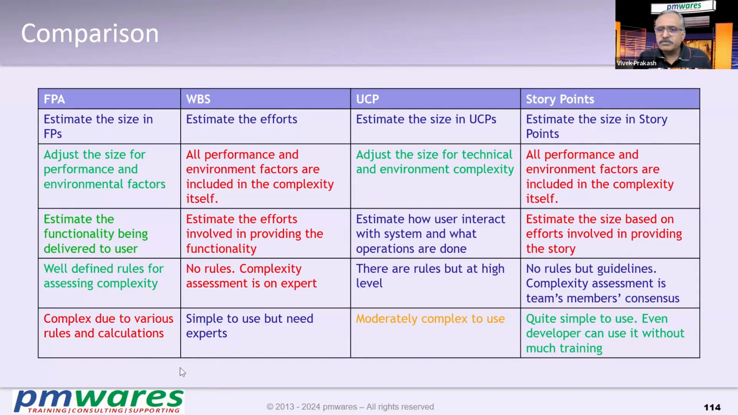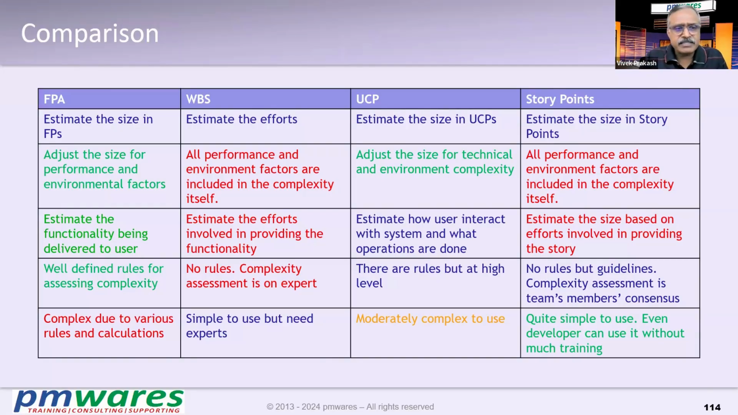So I just give you the color code. Red means this is a negative side. Green means it is a positive side. Blue is neutral, and amber is somewhat negative. No, it's not a positive thing, right?